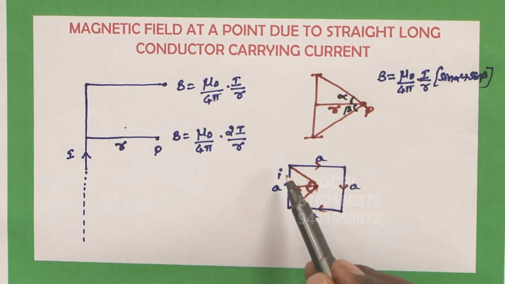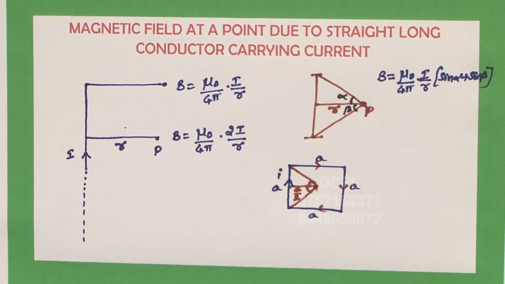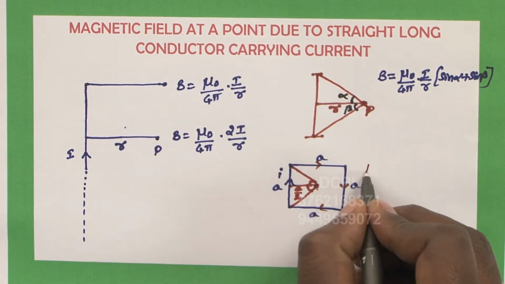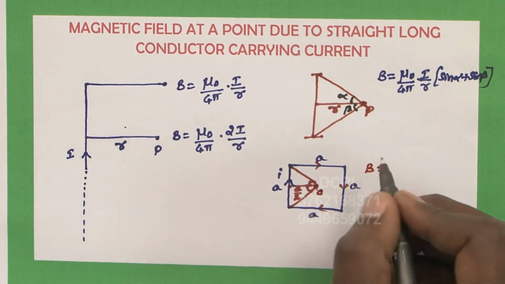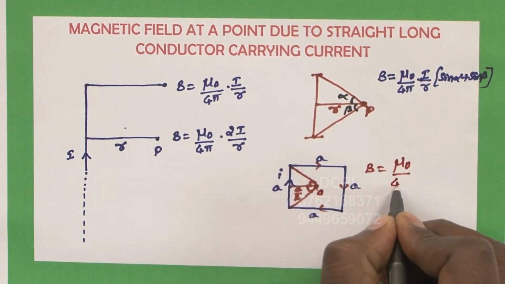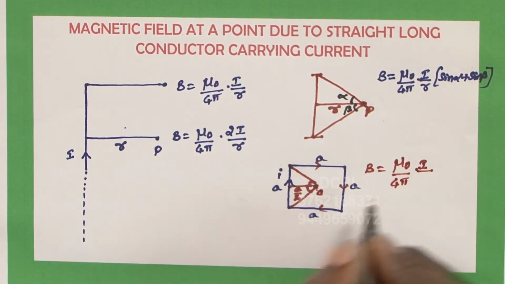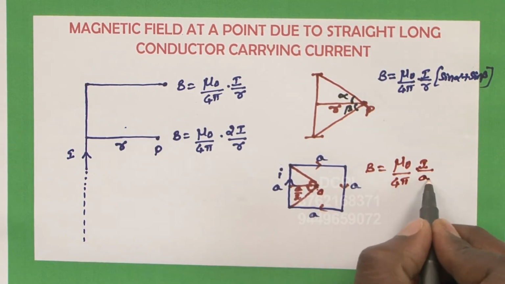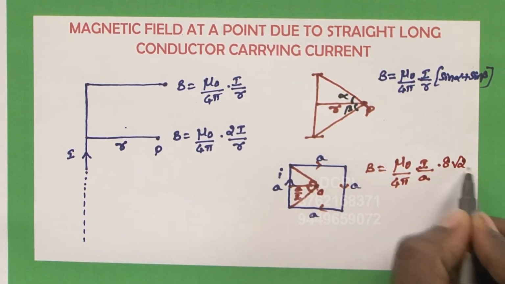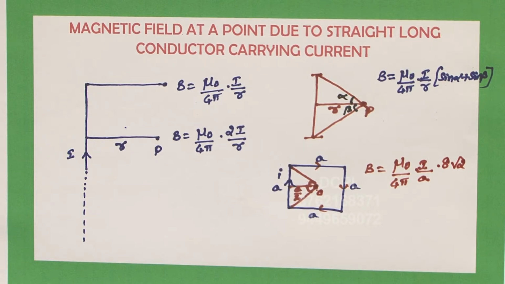So what is the magnetic field for one side of the square? Mu naught by 4 pi I divided by side of the square into 2 root 2. That can be extended for the 4 sides, so multiplied by 4. So the net magnetic field at the point O, that is at the center of the square, is equal to mu naught by 4 pi into I divided by side of the square, that is A, into 8 root 2. So please try to remember this formula, students.